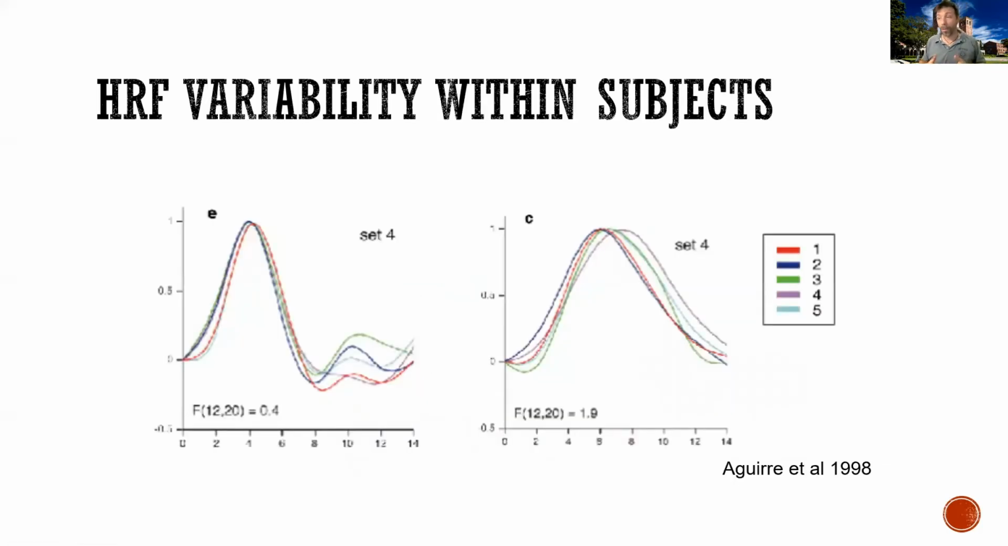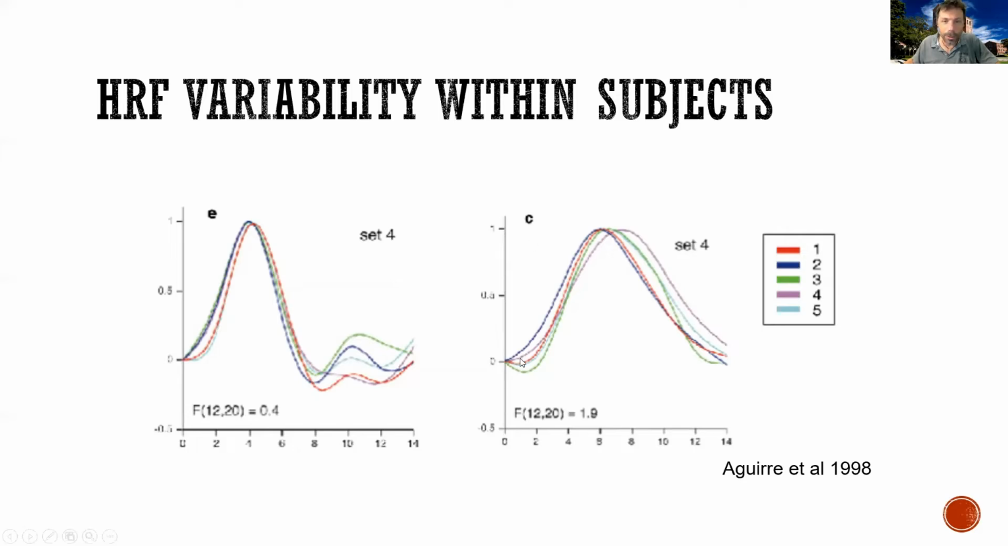Now, not only is there a lot of variability across participants, there's even a lot of variability within participants. In the sense that, if you take the same participant and have them do the same task, just in different runs, and this is the left graph, you can already see some differences. These different colors represent different runs. So there already are some differences for the same participant, same task, different runs.